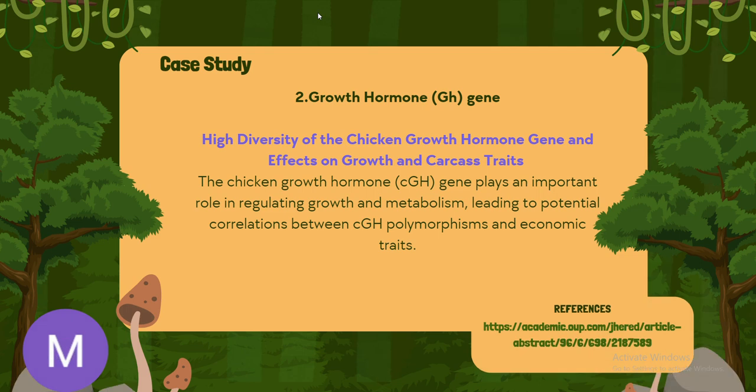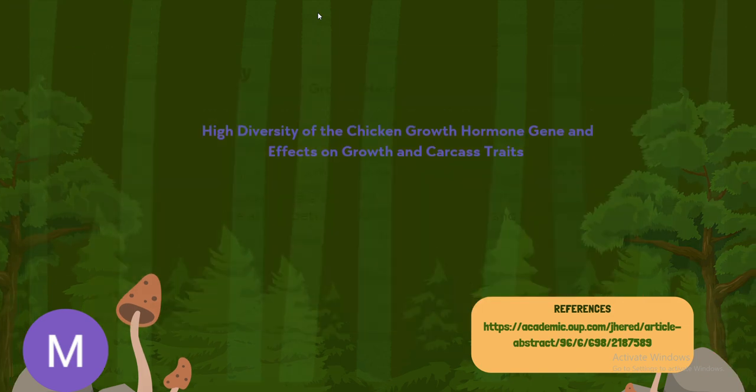The next gene was the growth hormone gene. The case study was the high diversity of the chicken growth hormone gene and its effect on growth and carcass traits. These studies say that the chicken growth hormone CGH gene plays an important role in regulating growth and metabolism, leading to a potential correlation between CGH polymorphism and economic traits.